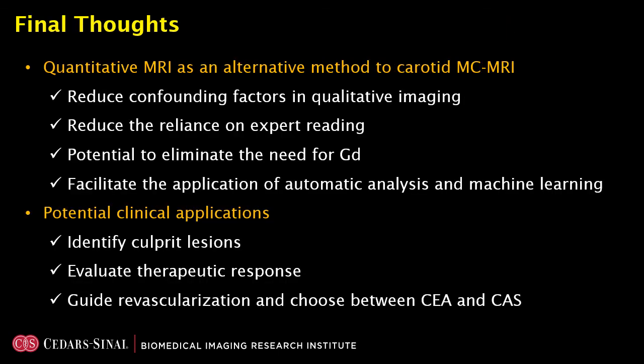Some final thoughts. So quantitative MRI is an alternative to multi-contrast MRI. It can reduce confounding factors involved in qualitative imaging and reduce the reliance on expert reading. It has the potential to eliminate the need for gadolinium and also facilitate application for automatic analysis and machine learning. In my opinion, the potential clinical applications could include the identification of culprit lesions, evaluating therapeutic responses, and also guiding revascularization.